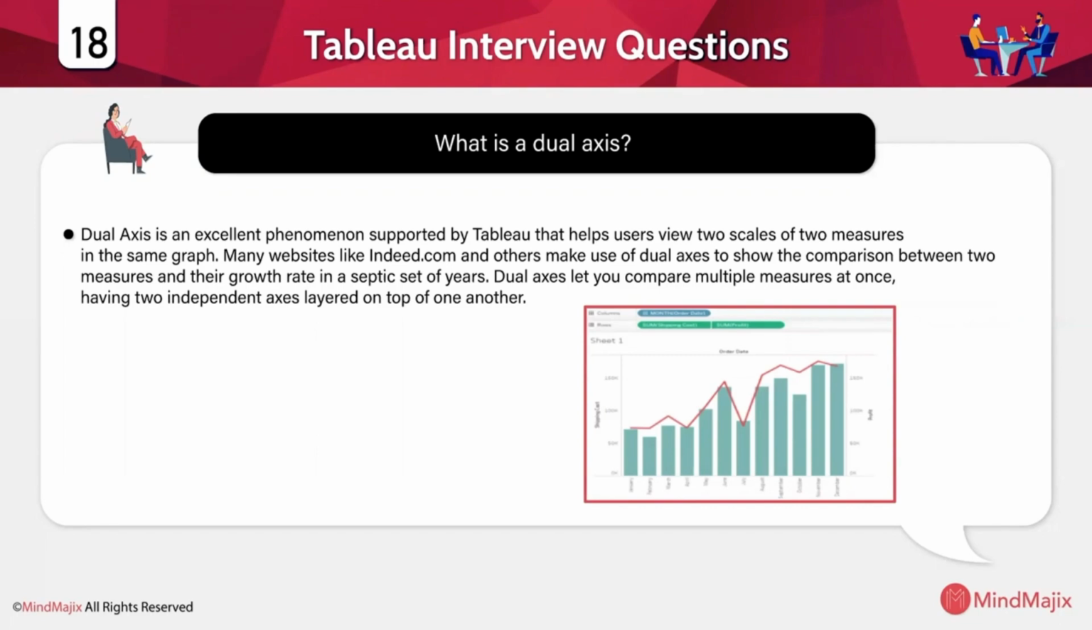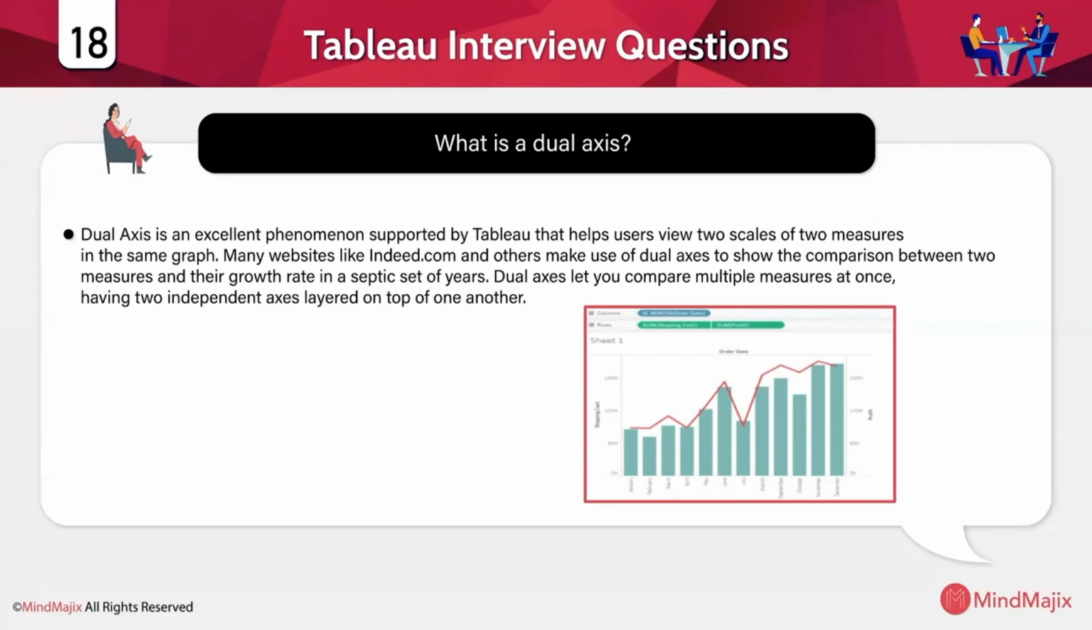Many websites like Indeed.com or LinkedIn make use of dual axis to show the comparison between two measures and their growth rate across a set of years. Dual axis lets you compare multiple measures at once, with two independent axes layered on top of one another. So that is the knowledge about the dual axis.